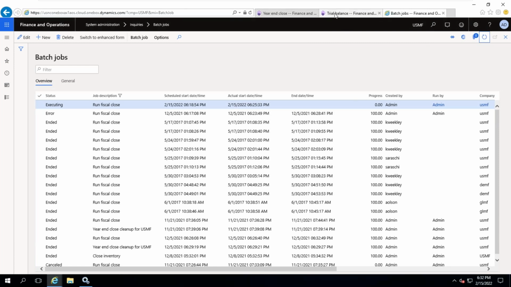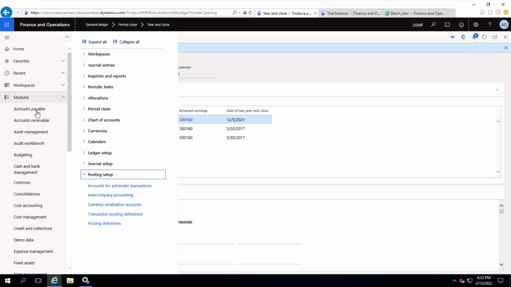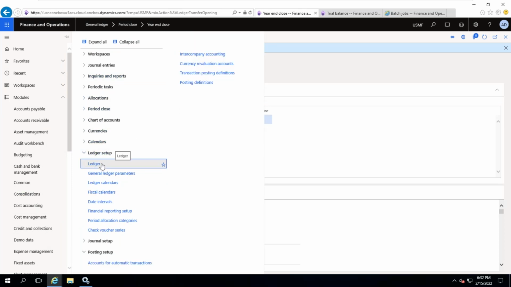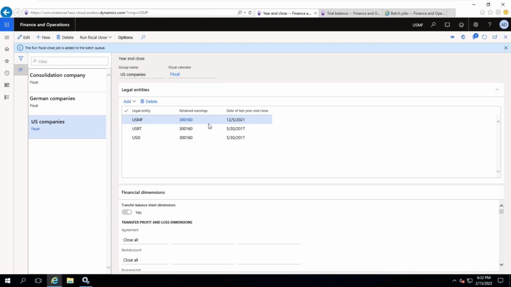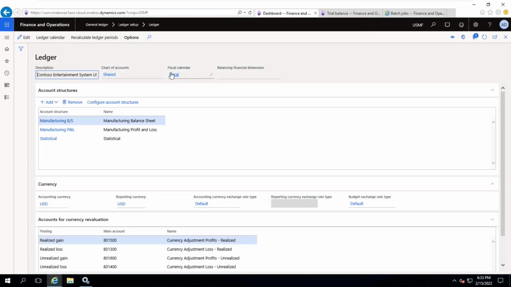Okay, for the new financial year, the only thing you need to remember is to verify the general ledger setup: the ledger for the new financial year should be created. Here we are verifying historical data, but in a real-time scenario for the next year, you need to create a new financial year for this fiscal calendar.